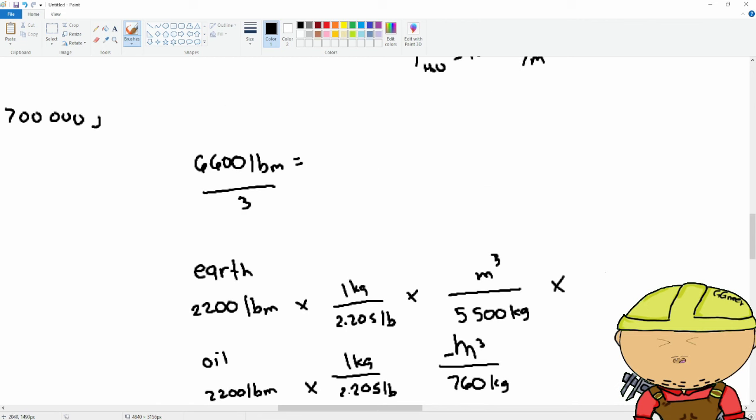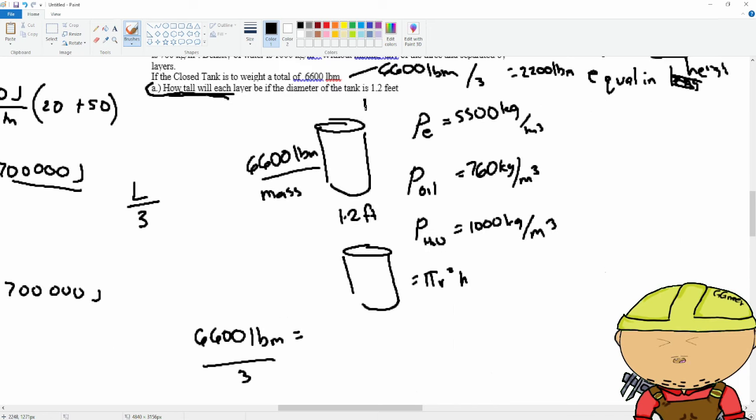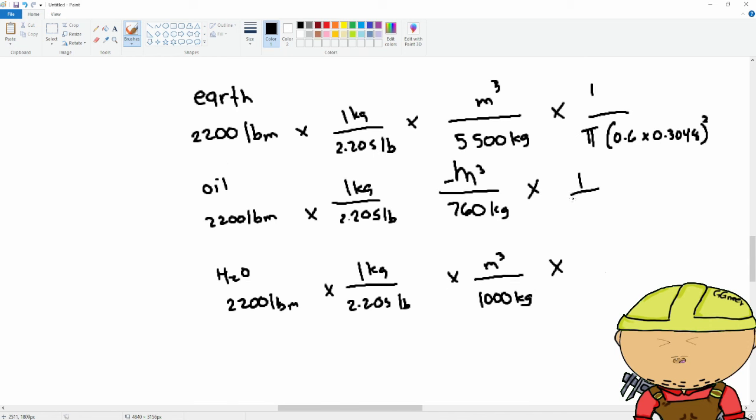The volume of a cylinder is pi r squared h. Because they're filling the cylinder, they're going to be at equal diameter. So the area will be pi times the radius. The diameter is 1.2 feet, so the radius will be 0.6 feet, times 0.3048 squared, pi r squared, 1 over pi, 0.6 times 0.3048.